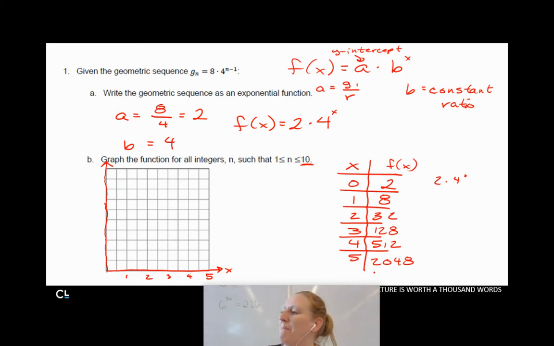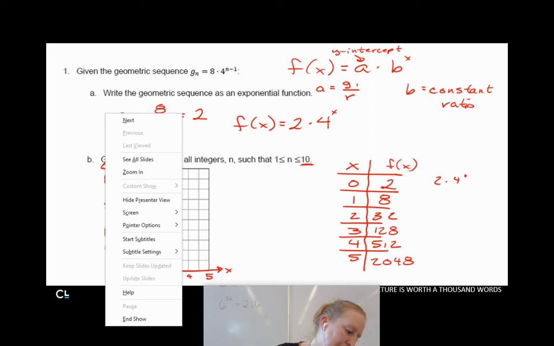Now, I noticed that my biggest number is 2048. So I want to make sure I can get all the way up. I'm going to say that's 2,000. I want to make sure I can get all the way up to 2,000. Actually, I'm going to make this top guy 2,000 just to make it easiest. I'm going to make this very top line 2,000.